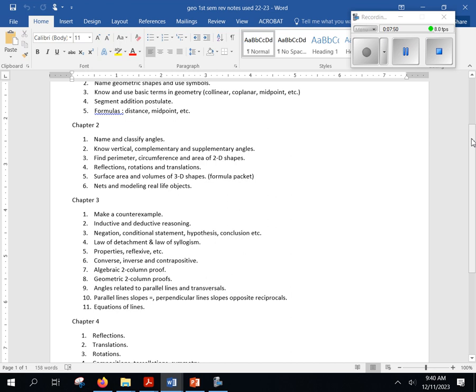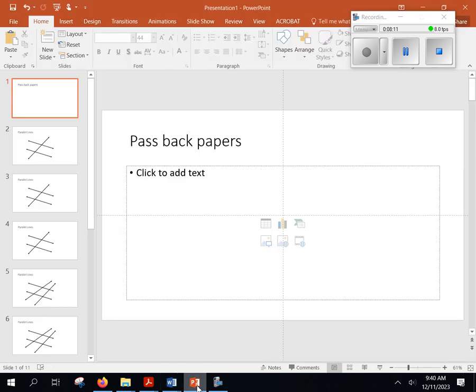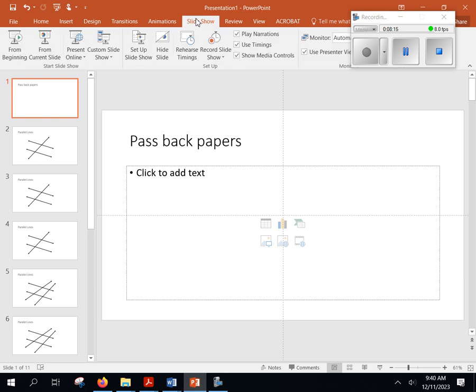Be able to do the geometric 2-column proofs. And then we just talked about the angles related to parallel lines and a transversal. On the review packet, any questions you want to see worked off the review packet?